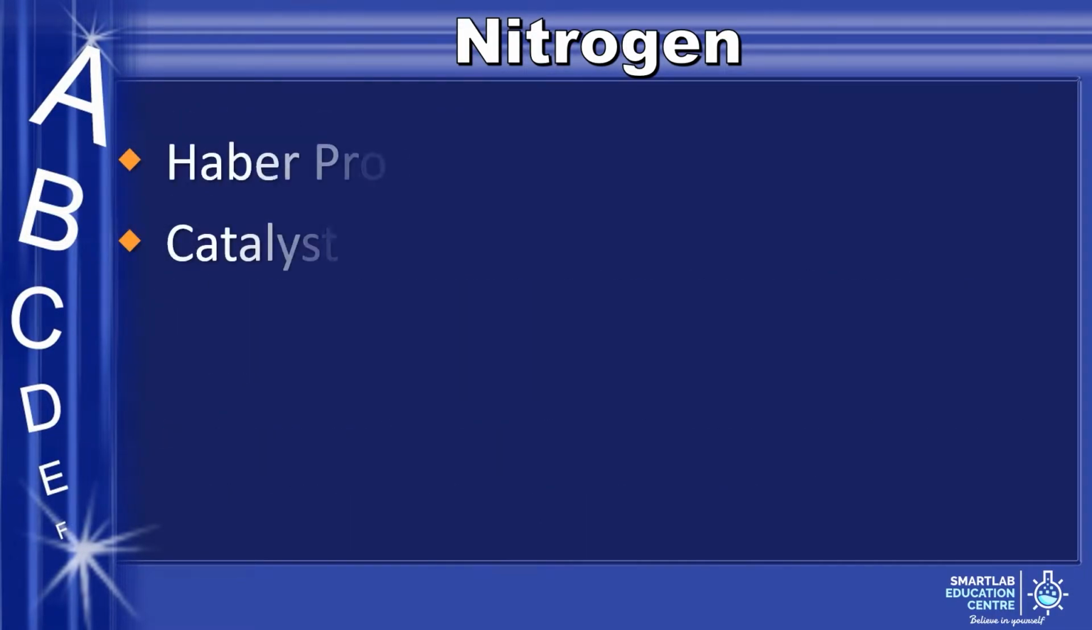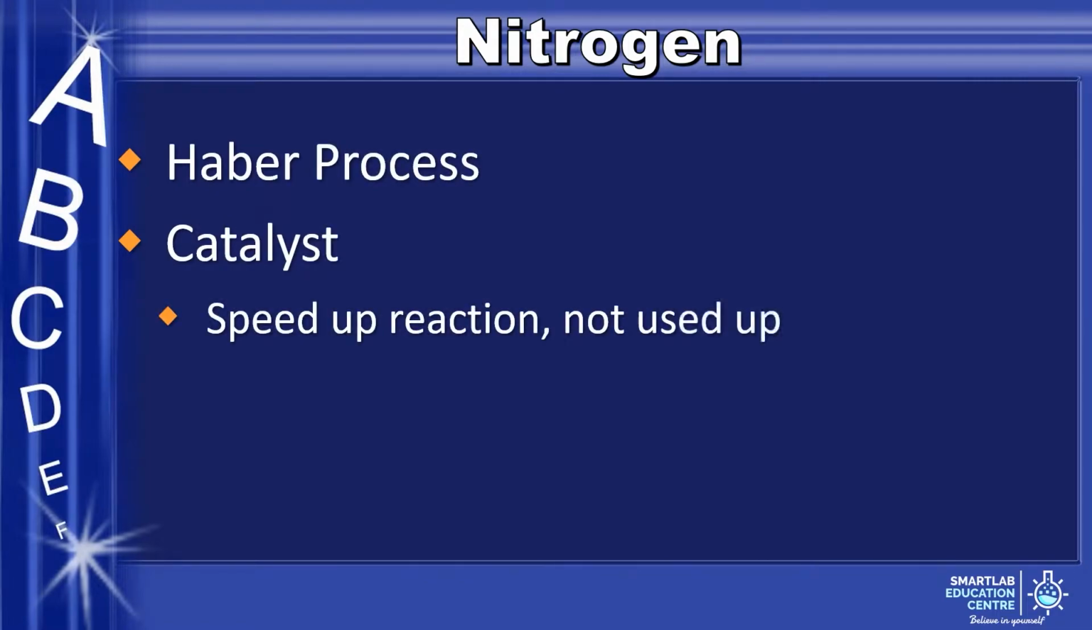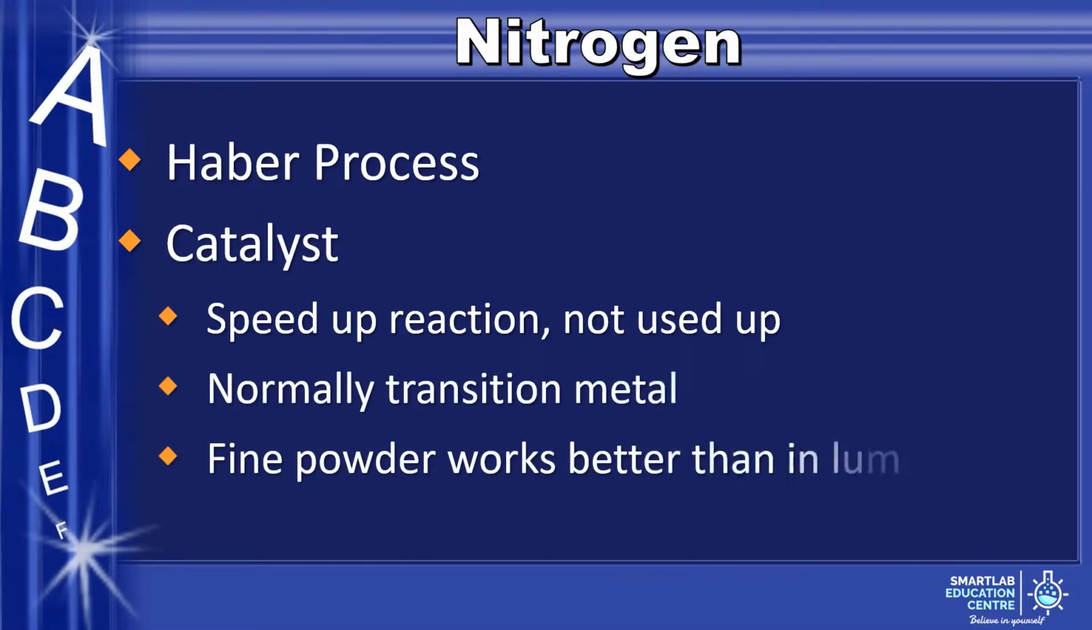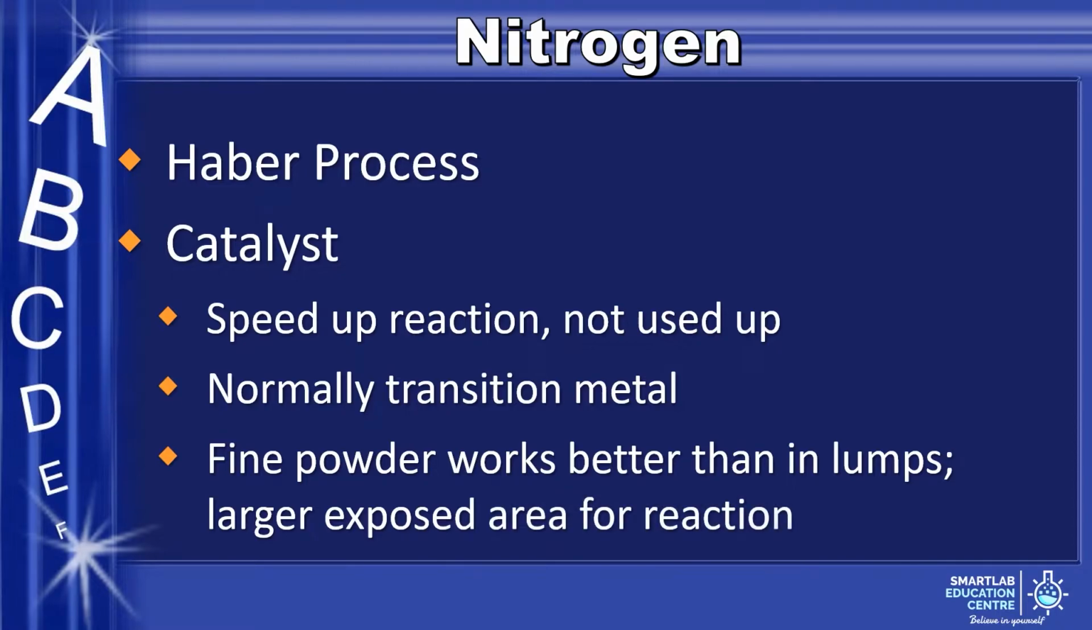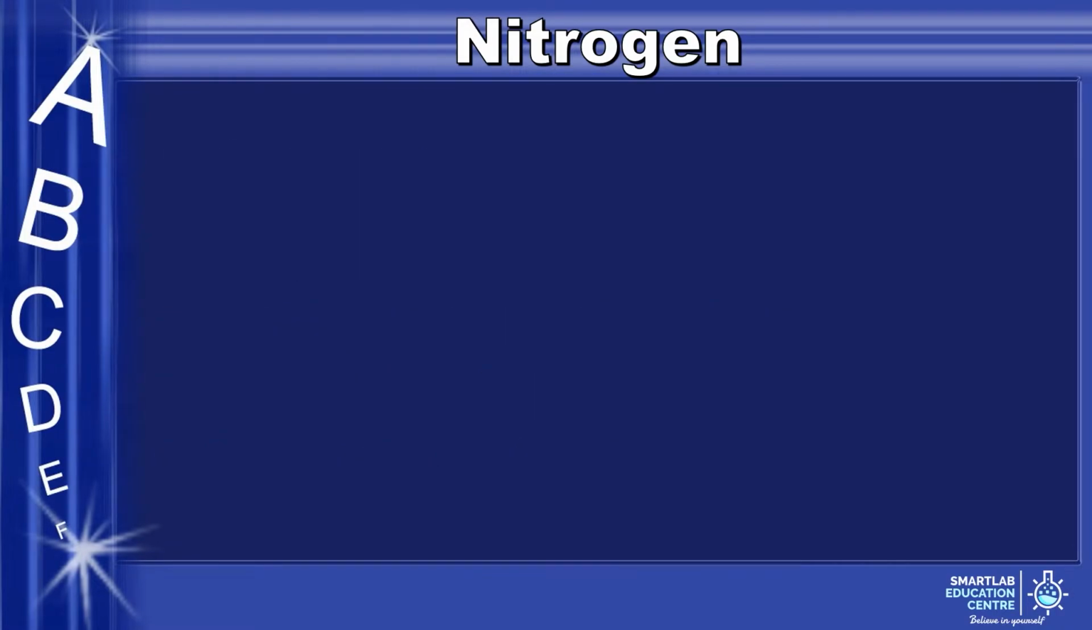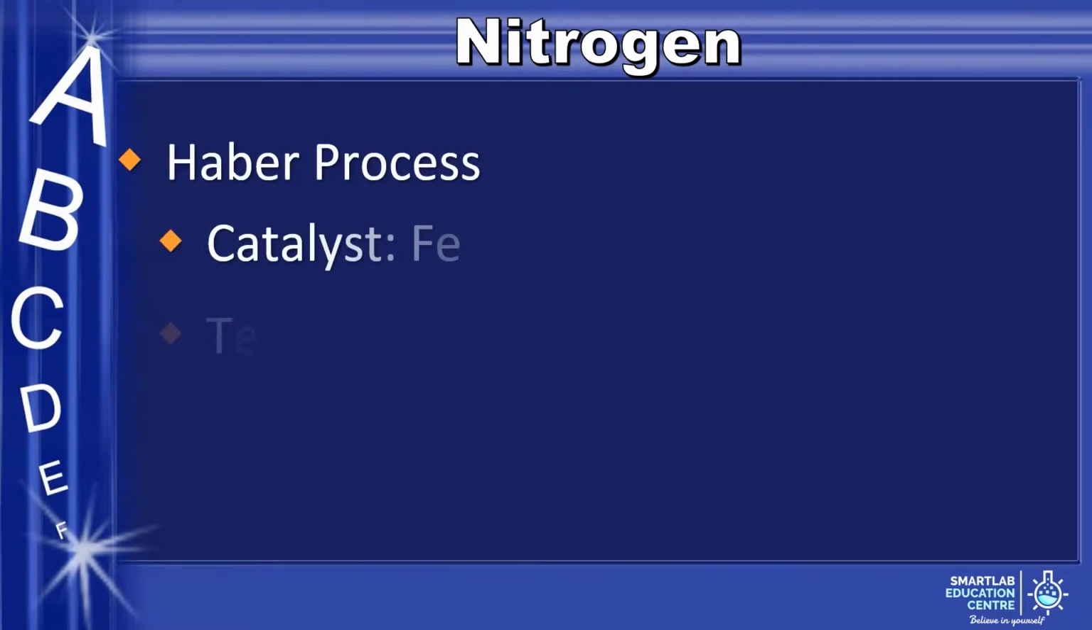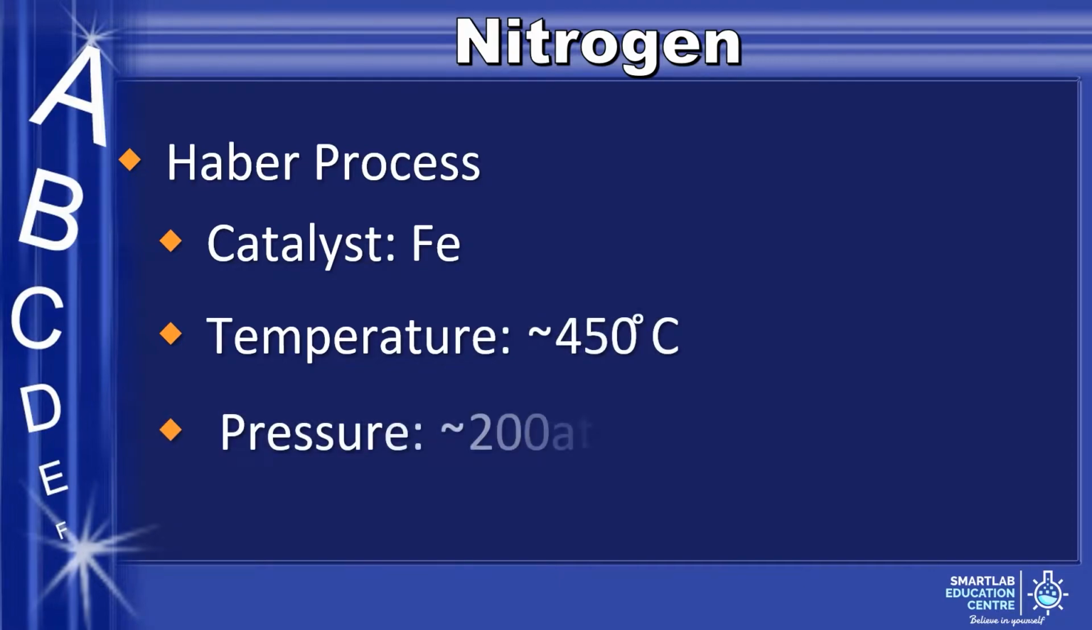A catalyst is involved as well, as it helps to speed up the reaction, and it is not used up. It tends to be a transition metal, and fine powder is more effective than lumps as there is a larger exposed area for reaction. For this process, the catalyst tends to be iron, and temperature is at 450 degrees Celsius, with a pressure of approximately 200 atm.